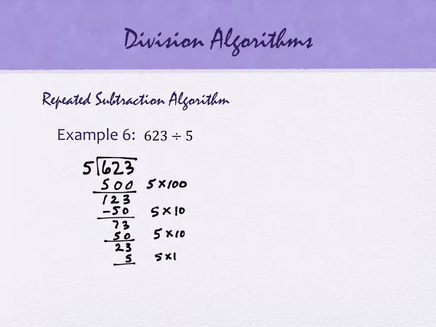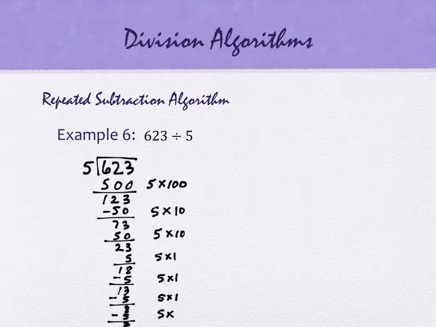We subtract 23 minus 5, and what do we get? 18. Can I subtract 5 again? Yes. So another 5 times 1, leaving me with 13. Can I subtract 5 again? Okay, it's another 5 times 1, leaving me with 8. Can I subtract 5 again? Yes, and that leaves me with 3, and that's too small.